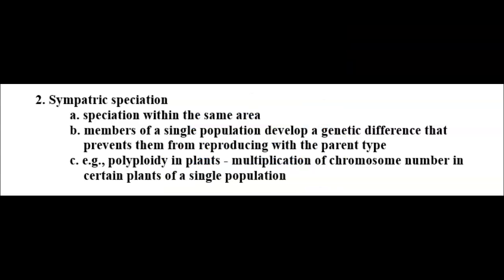Our other kind of speciation that we're going to look at is called sympatric. Sympatric means the same fatherland, so speciation that's taking place in the same area. Members of a single population are going to develop some type of genetic difference that's going to prevent them from reproducing with the parent type. And a very good example of that is polyploidy in plants, which is a multiplication of chromosome number in certain plants of a single population. Let's take a look at that.